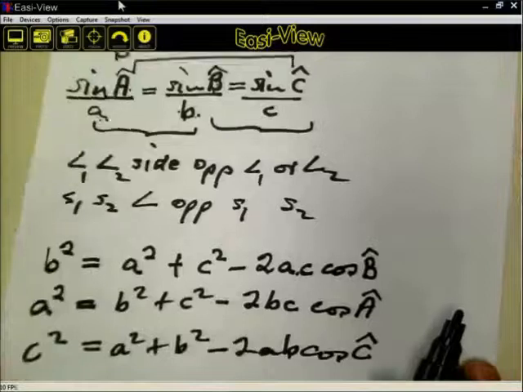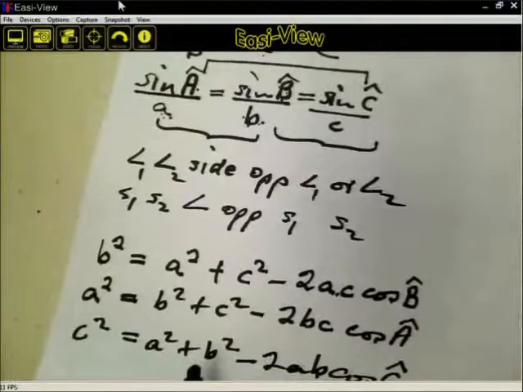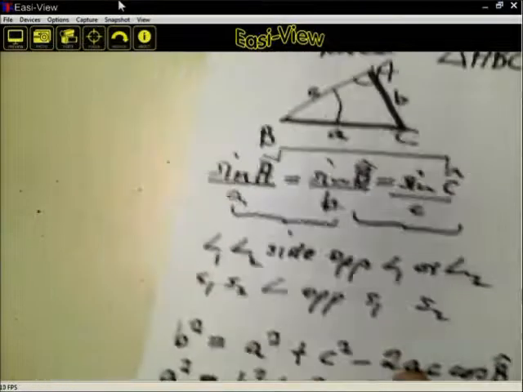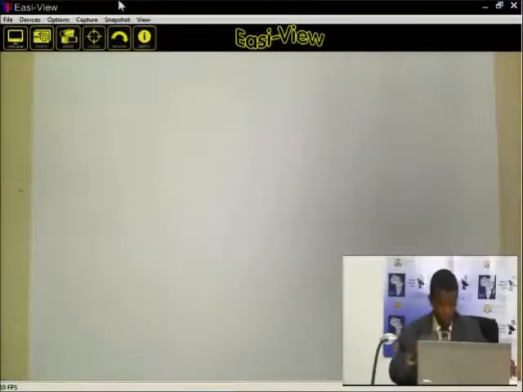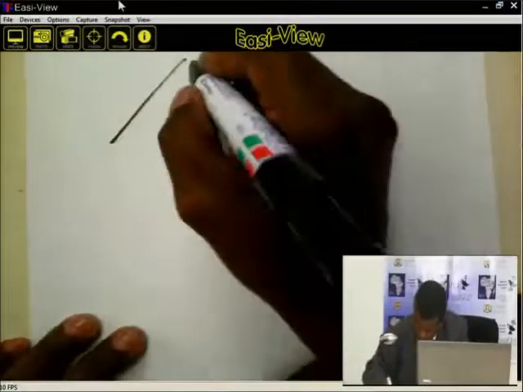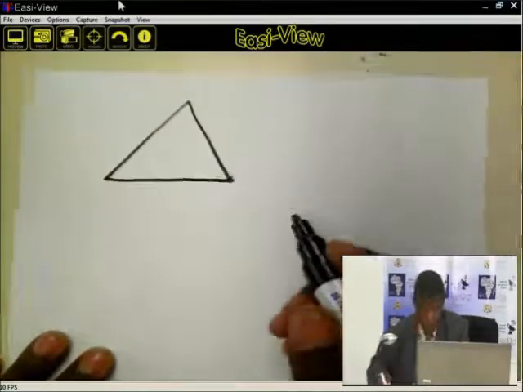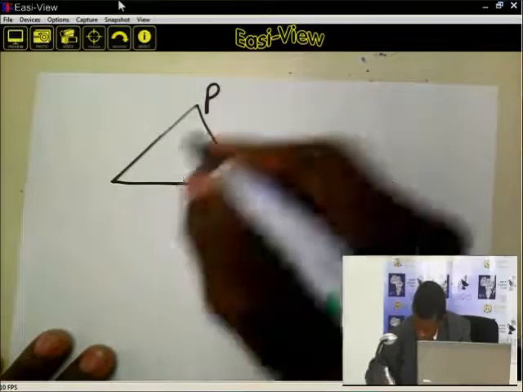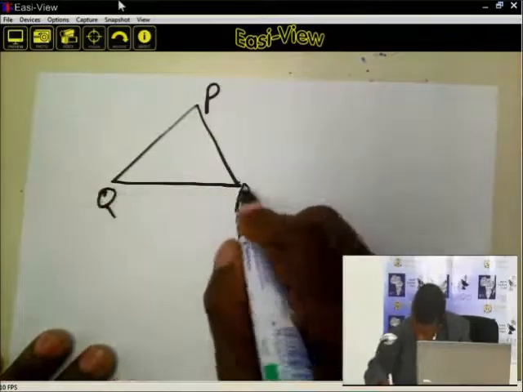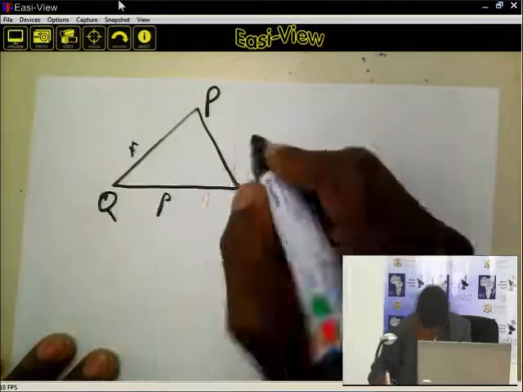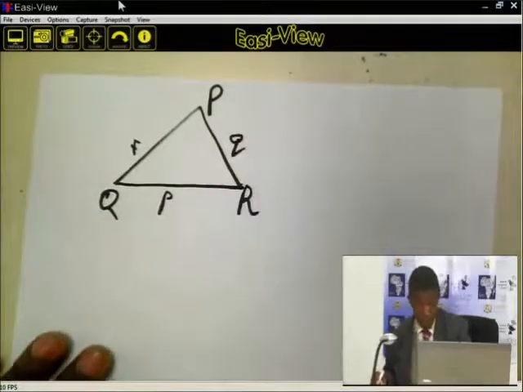Finally, I don't know if we'll be able to do the area rule, a problem that has the area rule today. But what does the area rule say? I've already indicated. Again, I choose a non-right angled triangle. Let's call it PQR. And I have small p, small r, and small q.